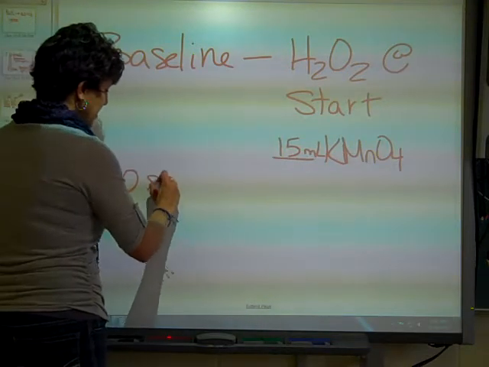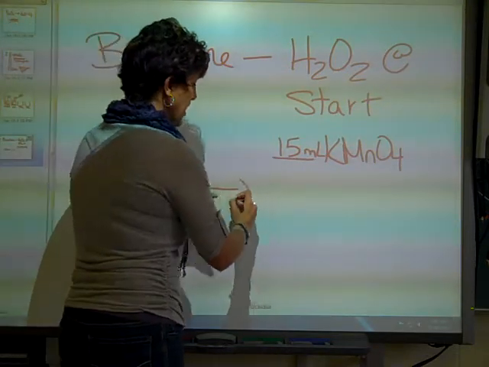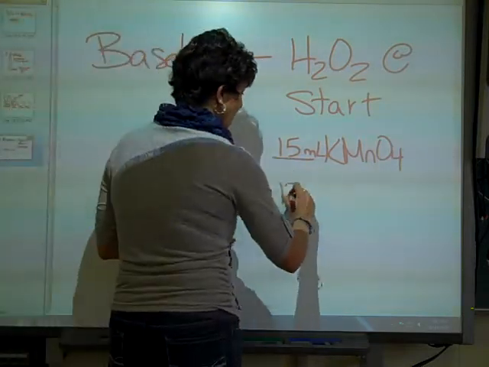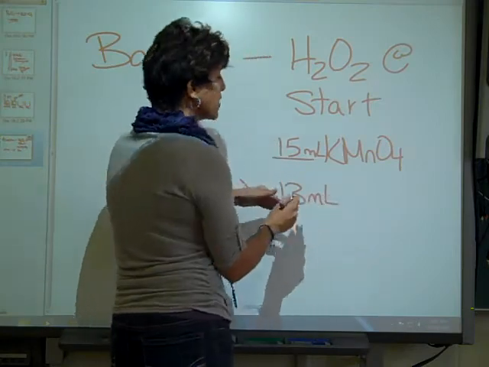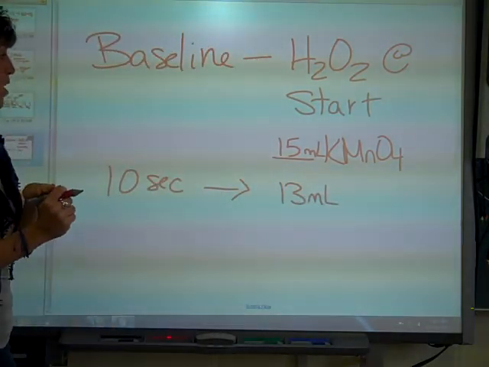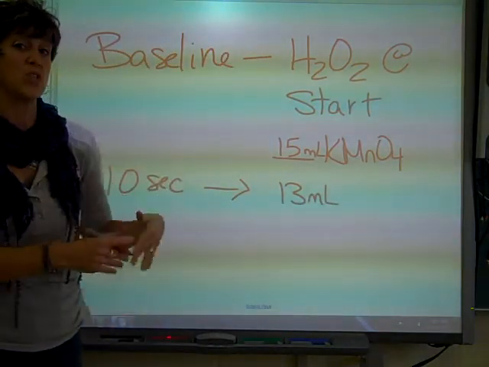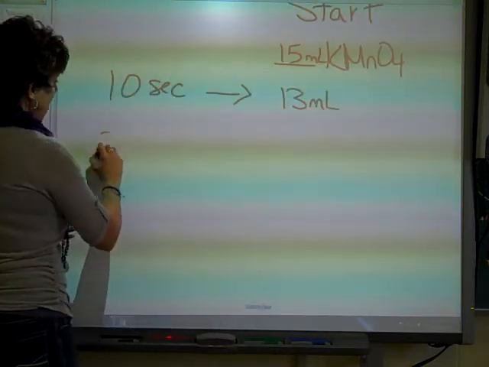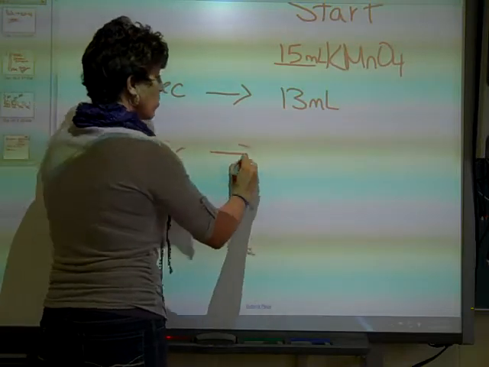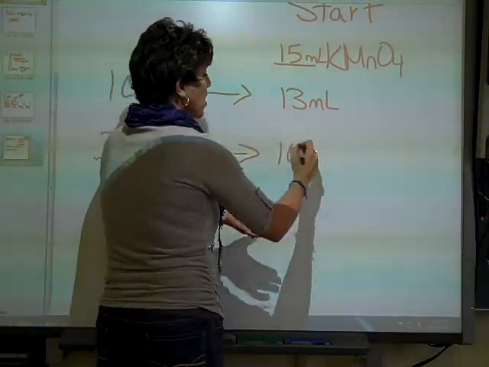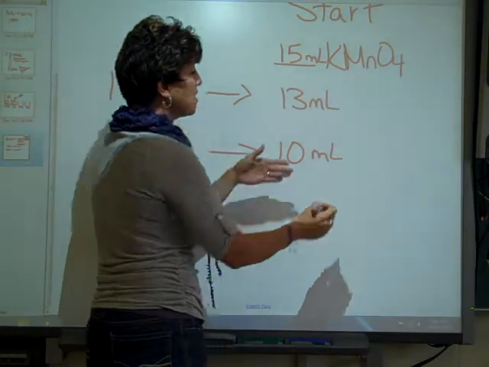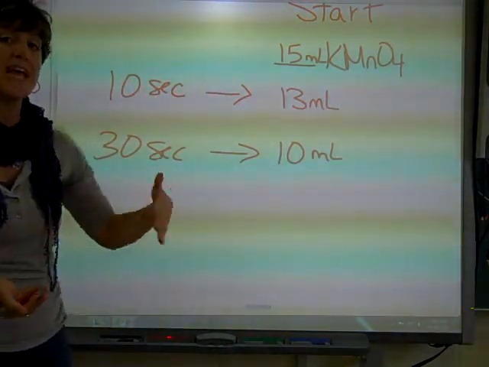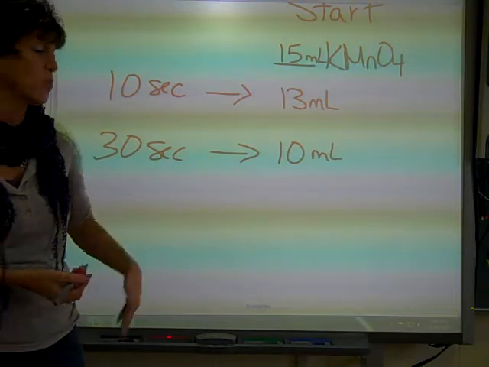Maybe after 10 seconds, what do I expect? I expect less of this needed. So let's say after 10 seconds, I only need 13 milliliters of KMnO4 because some of the H2O2 is gone. Some of it was decomposed by the enzyme. After 30 seconds, what should happen to this number? It should go even lower. Maybe now I only needed 10 milliliters of KMnO4. So you get the idea. The longer you let the enzyme work, the greater it should work.